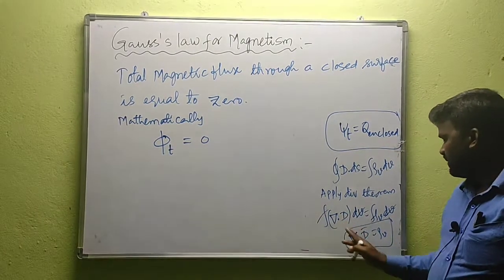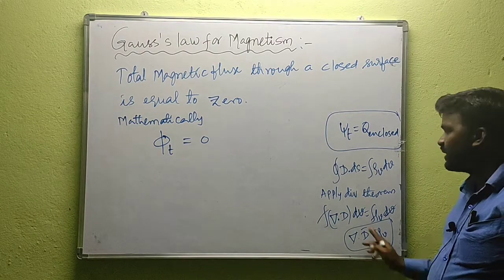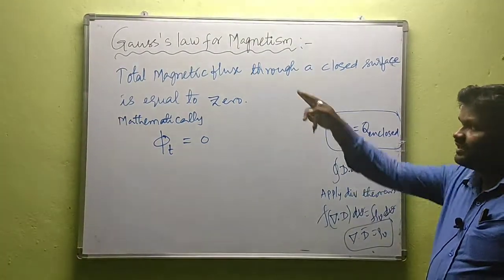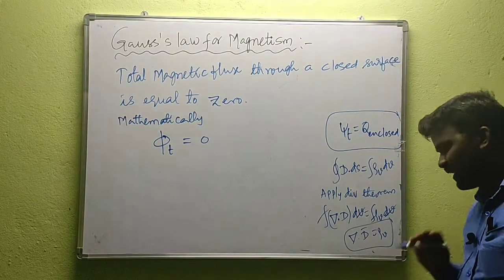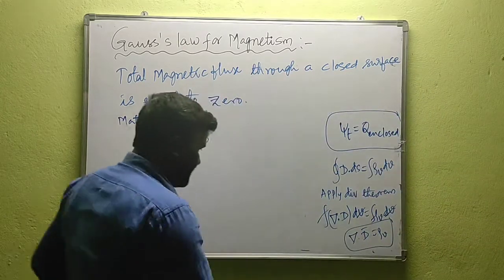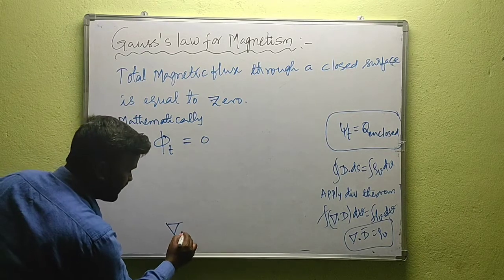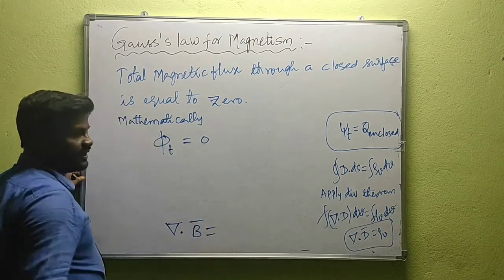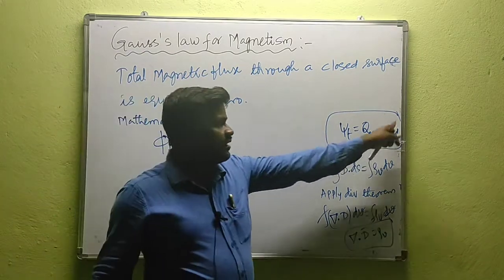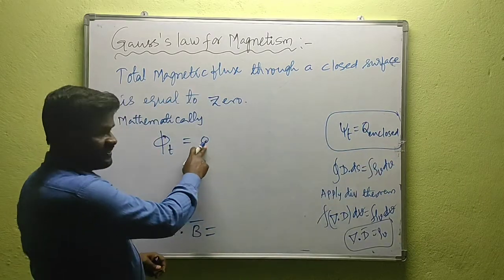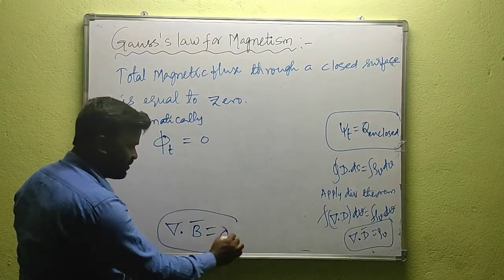This is one of Maxwell's equations, derived using Gauss's law for electricity. Here we need to derive a similar equation, but instead of D we get del dot B equal to what? Here we have something on the right-hand side, whereas in this case nothing, meaning 0. So del dot B equals 0.